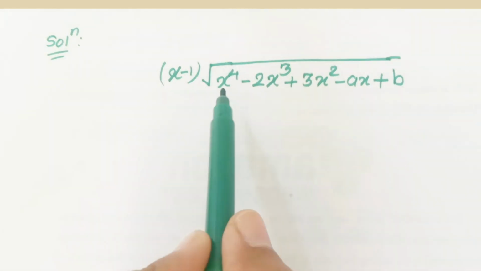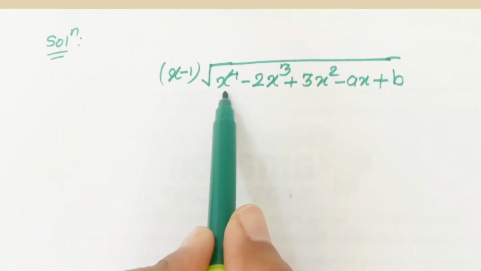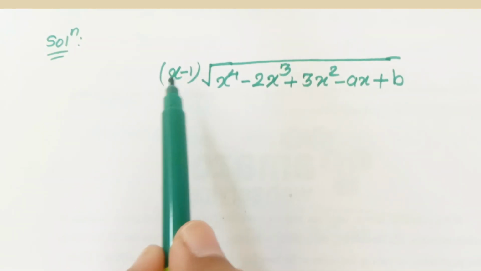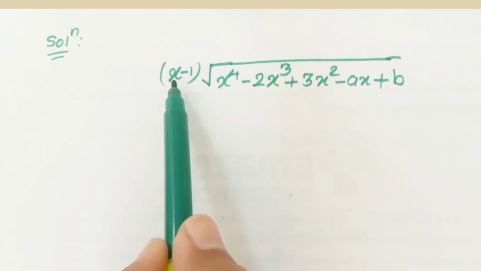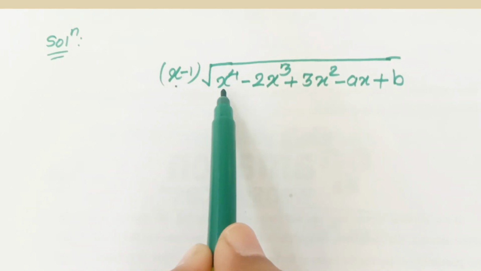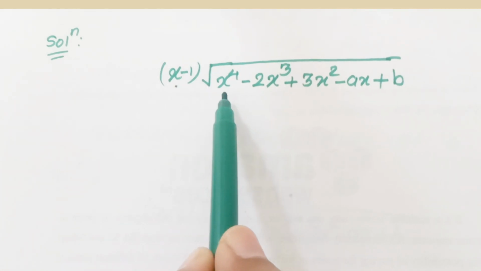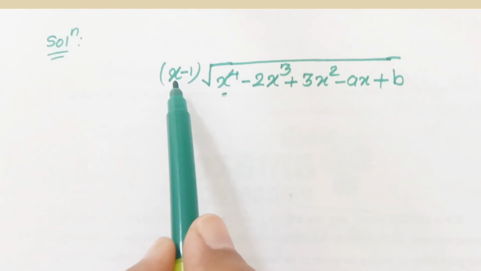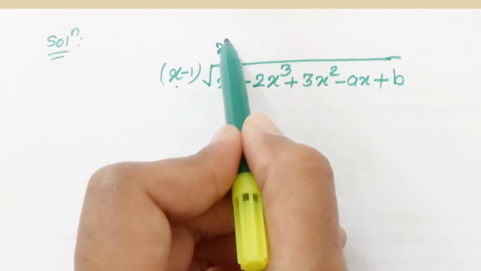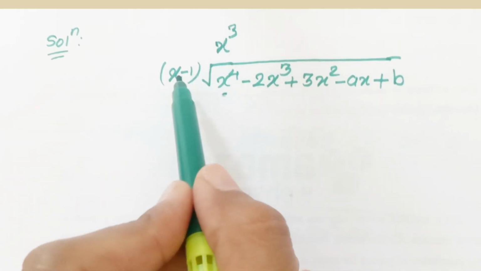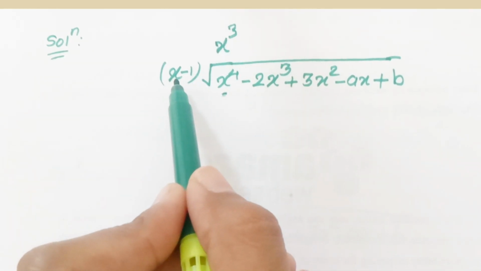To divide the polynomial, you check the first term of this polynomial, which is x raised to the power 4, and the first term of the divisor, which contains x. Try to convert this term to be similar to the first term of the dividend. So here it is x, so you multiply by x cube. If you multiply by x cube, then we get x raised to the power 4.